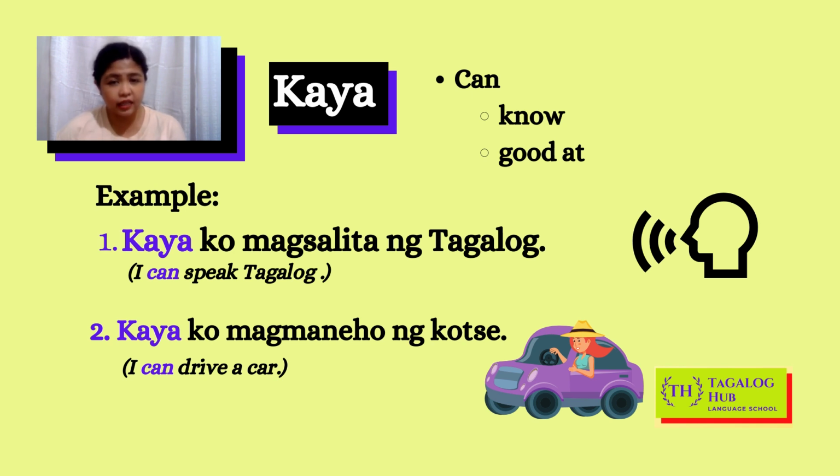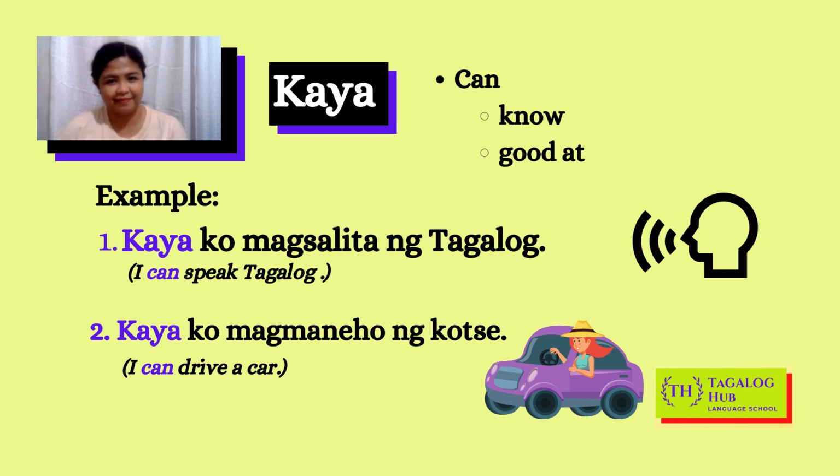However, this sentence could also produce the meaning of I know how to speak Tagalog or I'm good at speaking Tagalog. Another example, kaya ko magmaneho ng kotse. In English, it literally translates, I can drive a car. This sentence could also produce the meaning of, I know how to drive a car or I'm good at driving a car.